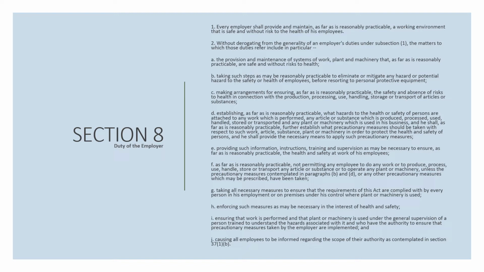Now we move over to 8.2e. This says that an employer must provide such information, instructions, training, and supervision as may be necessary to ensure, again, as far as reasonably practicable, the health and safety of persons at his work. When we provide information, instruction, training, and supervision, this is all in the interest of keeping a person safe. So from the information side of it, it is all information. As you notice, it's the information that may be necessary to ensure the health and safety of persons.